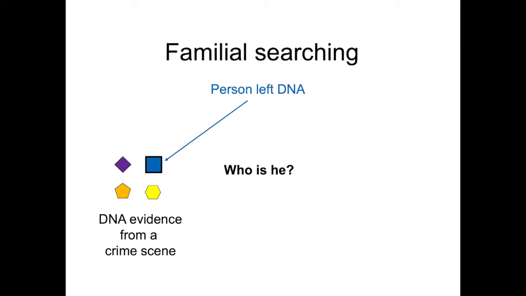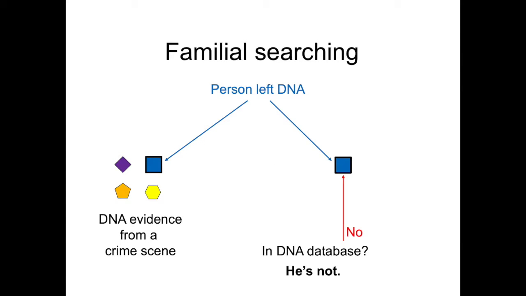Let's define familial searching. Suppose a person, indicated by the blue square outlined in black, left their DNA in a crime scene with 3 other people. Who is he? We could find out by comparing his genotype against the database shown on the right. Is he in the DNA database?